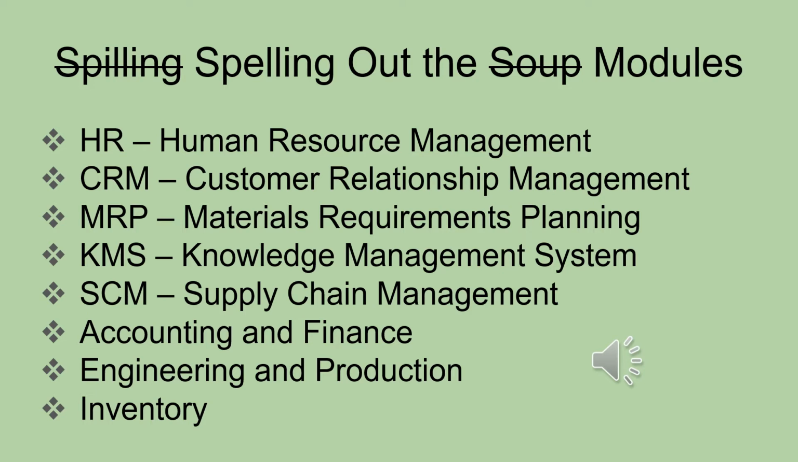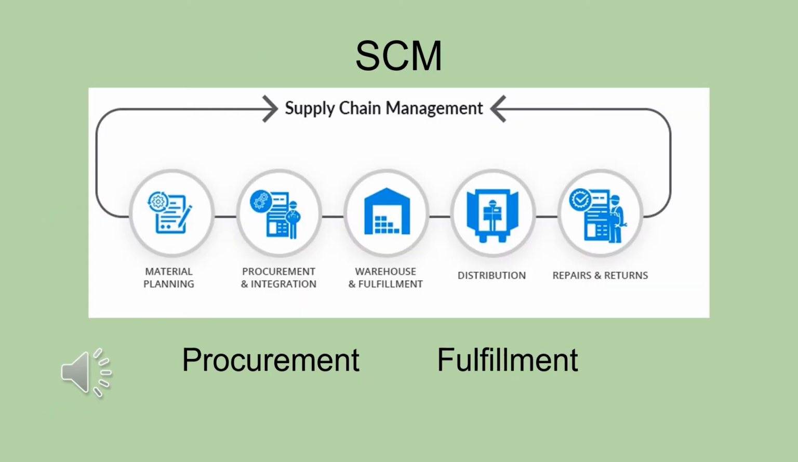So now that we have a better idea of what an ERP is and the modules that might make it up, let's take a look at one of the specific modules, the SCM, or Supply Chain Management. An SCM module is typically used for forecasting, procurement, order fulfillment, materials planning, production, and delivery of product.